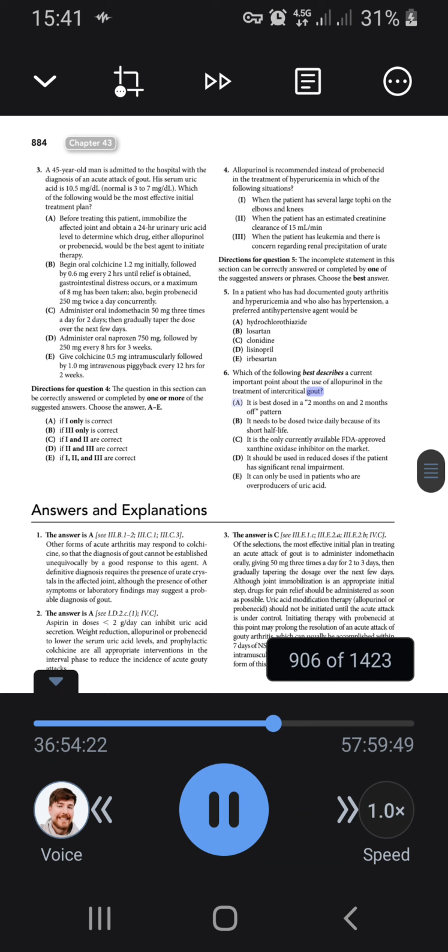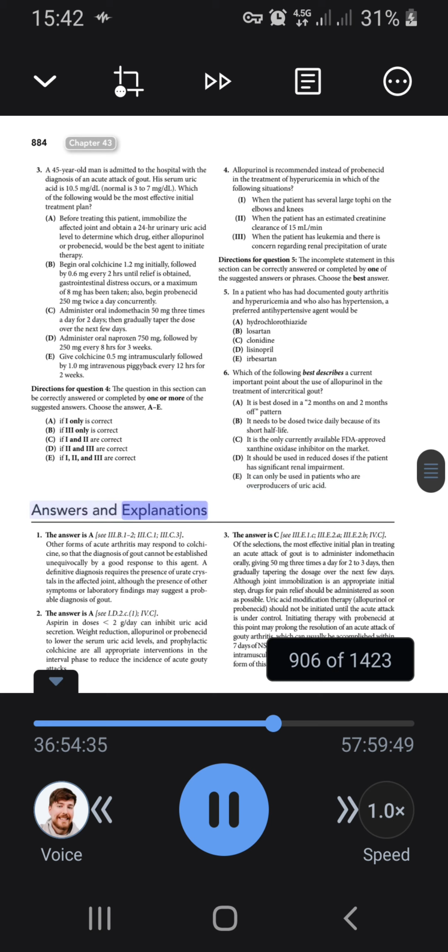E. It is best dosed in a 2 months on and 2 months off pattern. B. It needs to be dosed twice daily because of its short half-life. C. It is the only currently available FDA-approved xanthine oxidase inhibitor on the market. D. It should be used in reduced doses if the patient has significant renal impairment. It can only be used in patients who are overproducers of uric acid.